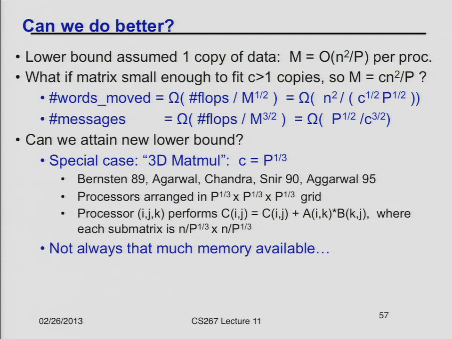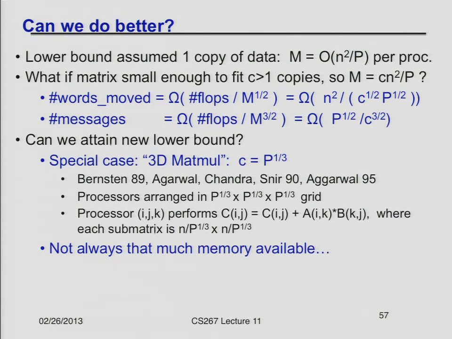All the theory still holds, the lower bound still works. So what happens to the lower bound? I still have the square root of m in the denominator, but now m grows by a factor of c, so the denominator grows by the square root of c. So the number of words moved can be made smaller proportional to the square root of the number of copies of the data. What about the number of messages? It's still m to the 3 halves. And so now the number of messages is going to go down proportional to the 3 halves power of the number of copies of the data. That is a lower bound.